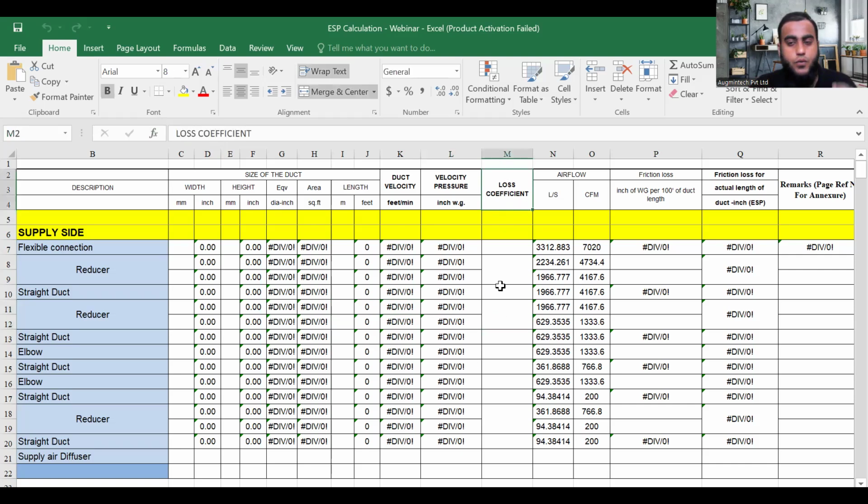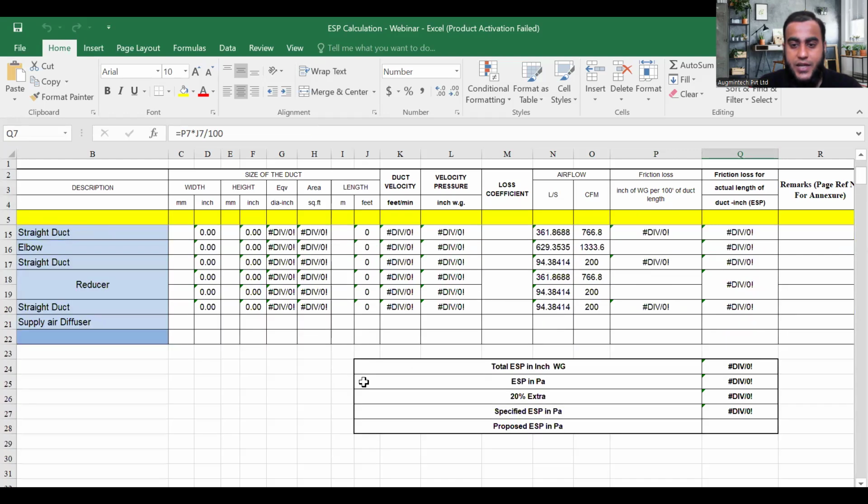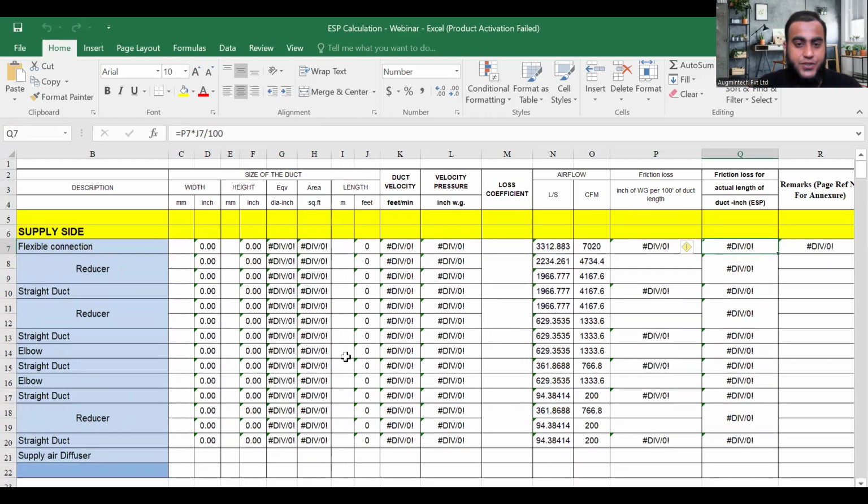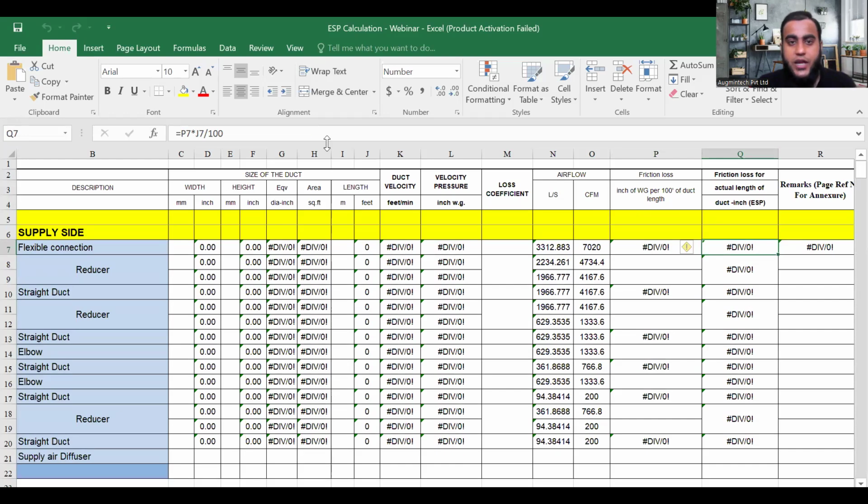Finally, if you want to calculate the friction loss value in fittings, we need the loss coefficient, but you will get this value from the software. Now here you have to enter the airflow value, then you will get the frictional loss value: in 100 feet of duct length, how much friction loss in inches of water gauge. If you want to calculate the actual loss, you have to multiply this value by the actual length. Finally you will get the total external static pressure. So is it clear? Now, which layout do we use to calculate the external static pressure? Here I will show you one simple layout.